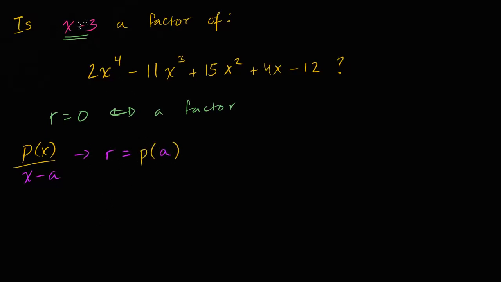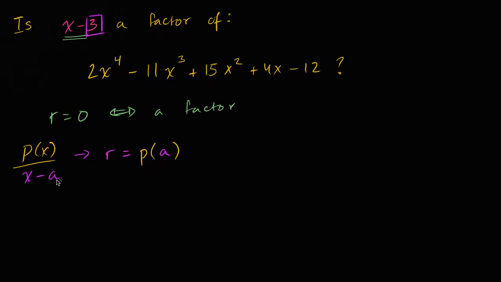So let's just see what a is in this case. Well, in this case, our a is positive 3. So let's just evaluate our polynomial at x equals 3. If what we get is equal to 0, that means our remainder is 0, and that means that x minus 3 is a factor. If we get some other remainder, that means we have a non-zero remainder, and this isn't a factor. So let's try it out.